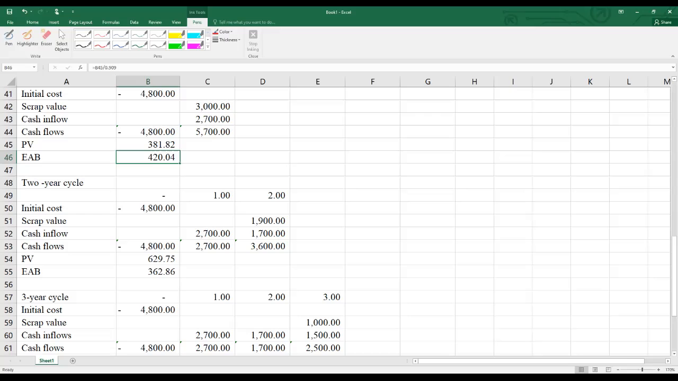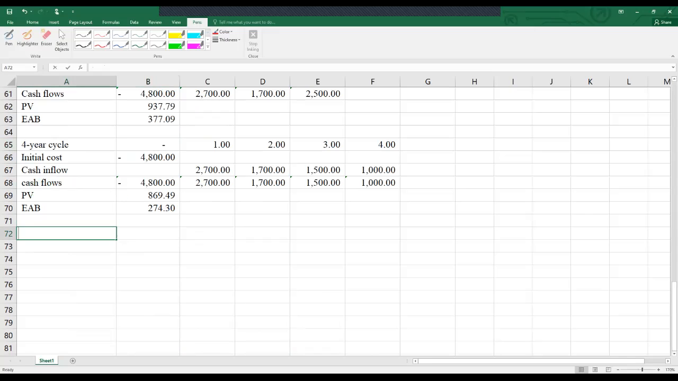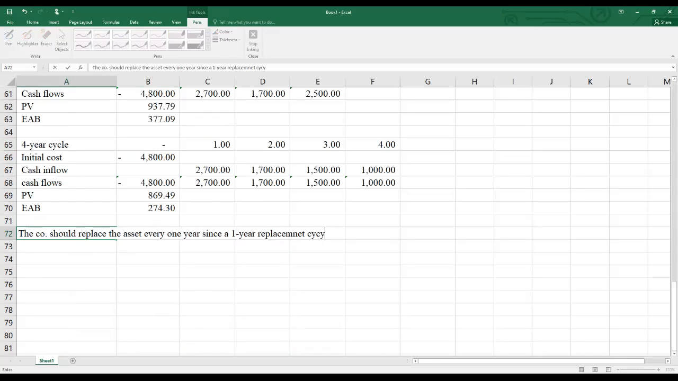Do the 1 year. The advice here: the company should replace the assets every 1 year, since the 1-year replacement cycle has the highest equivalent annual benefit.